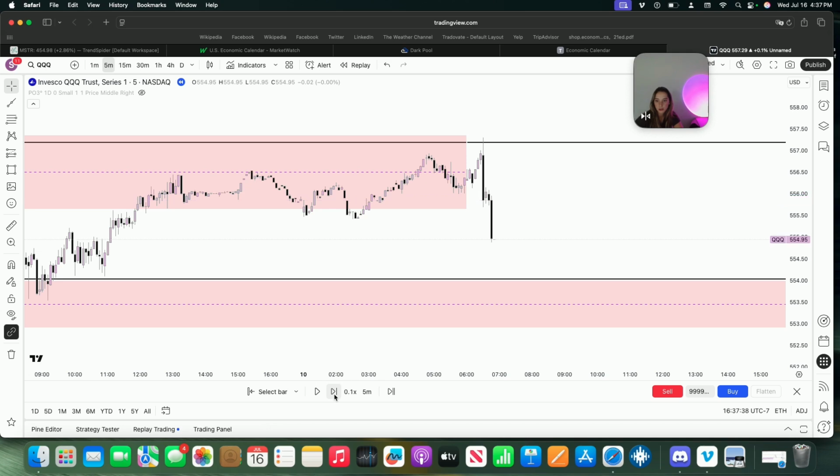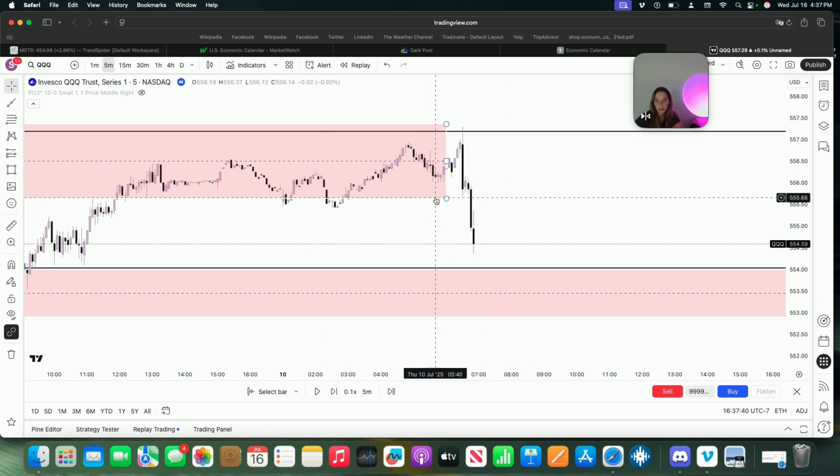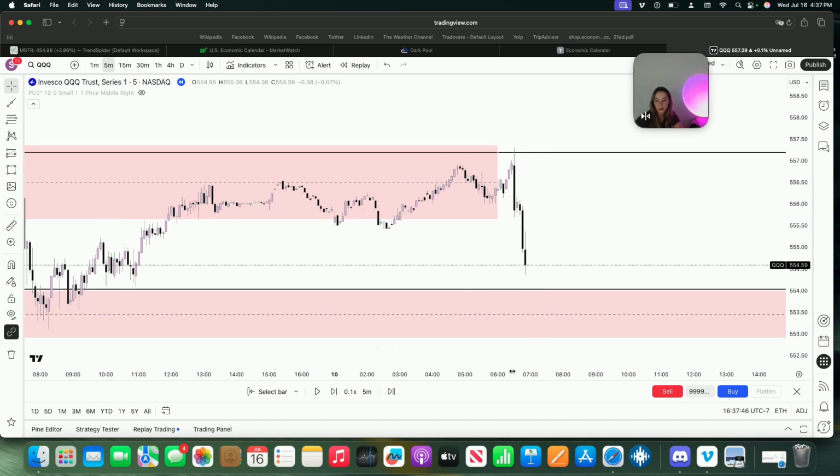So let's continue. Okay, so now price is trading down, and ideally where I would have taken entry is this candle right here that is clearly holding.